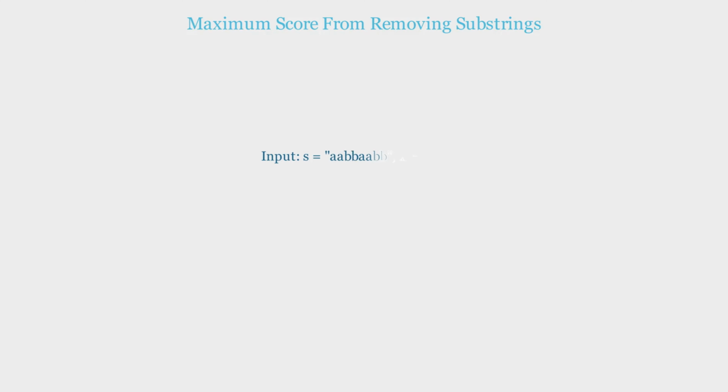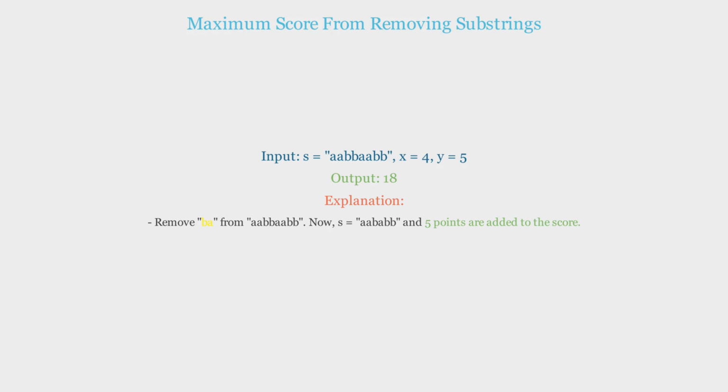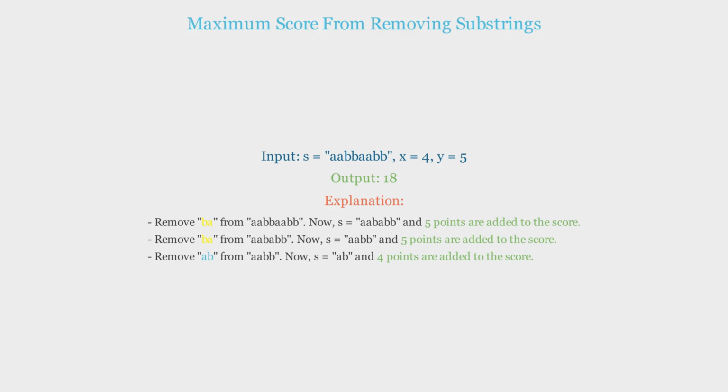Let's start with our first example, with x equal to 4 and y equal to 5. The output of our algorithm for this input is 18. Let's go through the steps of how we arrived at this result. Remove ba from ababab, now s equals abab and 5 points are added to the score. Remove ba from abab, now s equals ab and 5 points are added to the score. Remove ab from ab, and 4 points are added to the score.